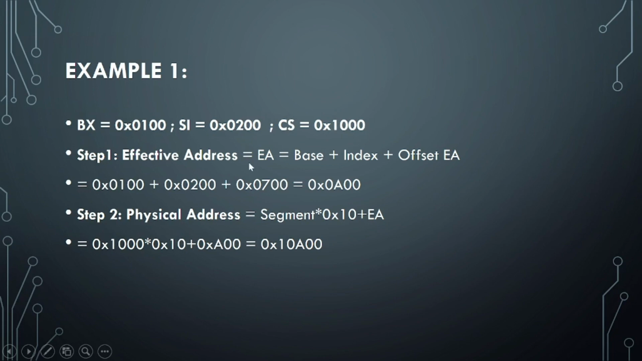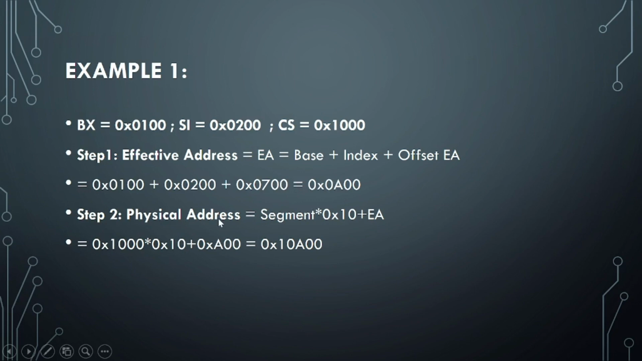For the effective address, we just have to add these values. So base plus index plus offset will give us 0x0800. We have to do hexadecimal addition. So by this we get 0x0800.